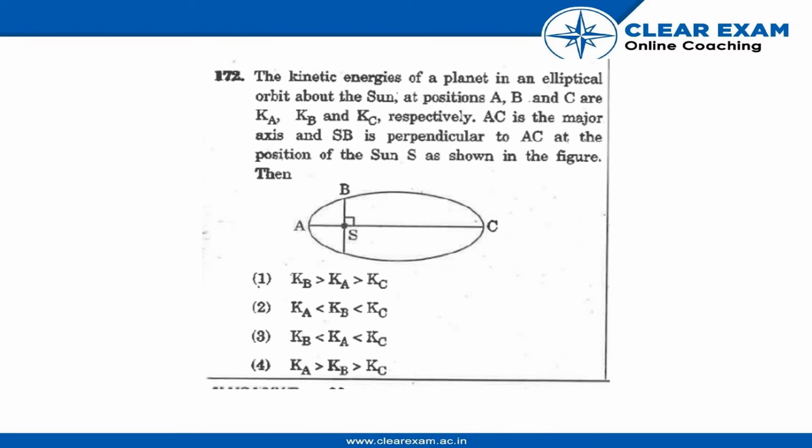The question says the kinetic energies of a planet in an elliptical orbit about the Sun at positions A, B, and C are Ka, Kb, and Kc respectively. AC is the major axis and SB is perpendicular to AC at the position of Sun S, as shown in the figure. Then what is true?